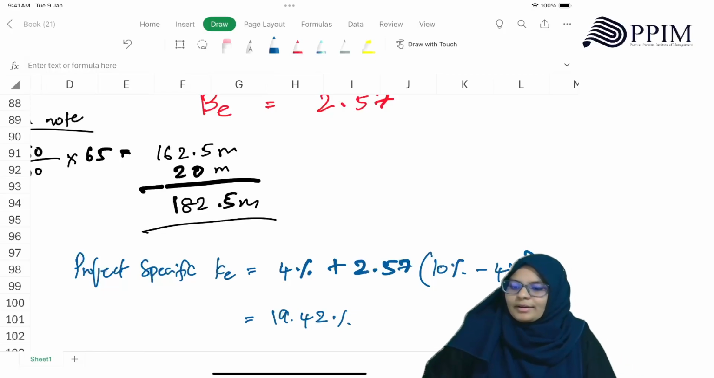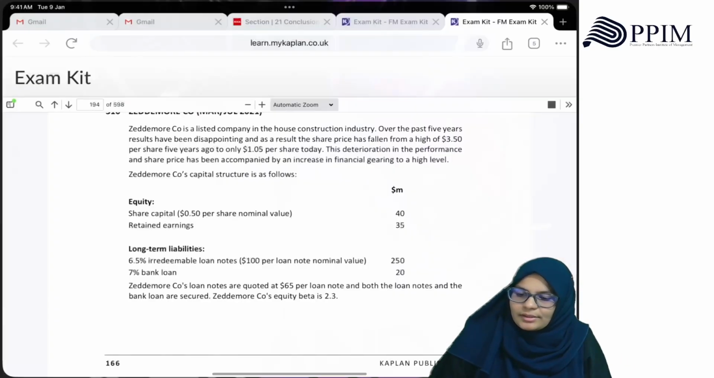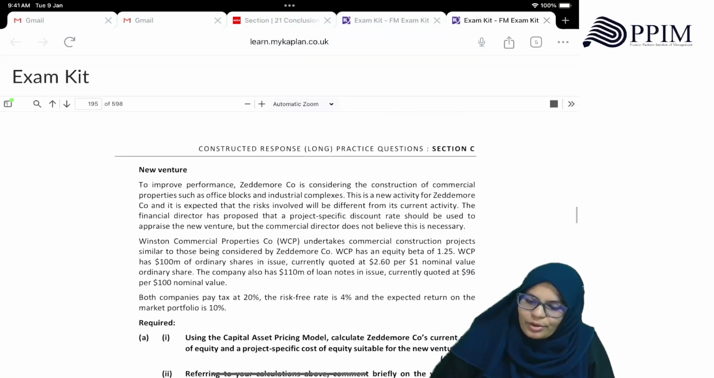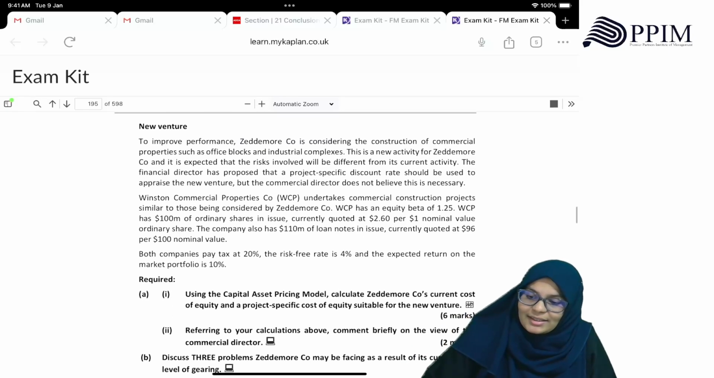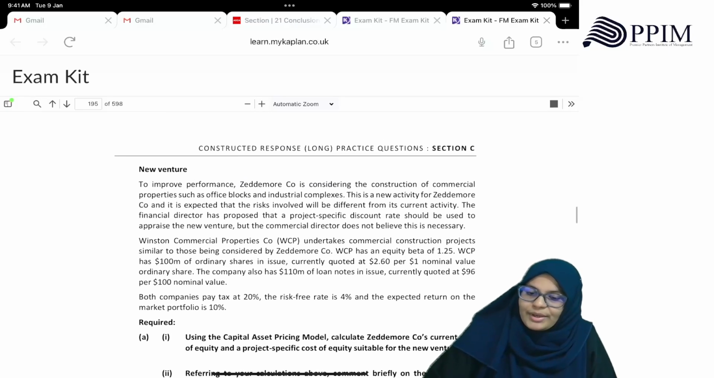Okay, right. So what did the question ask? They asked me for using CAPM to get current cost of equity, project specific cost of equity. So that part is fine. Second is saying, referring to your calculations, comment briefly on the view of the commercial director. Now, what did the commercial director say? If you look at the first paragraph, third line, it's saying, the financial director has proposed that you have to use project specific rates, whereas commercial director is saying no need.